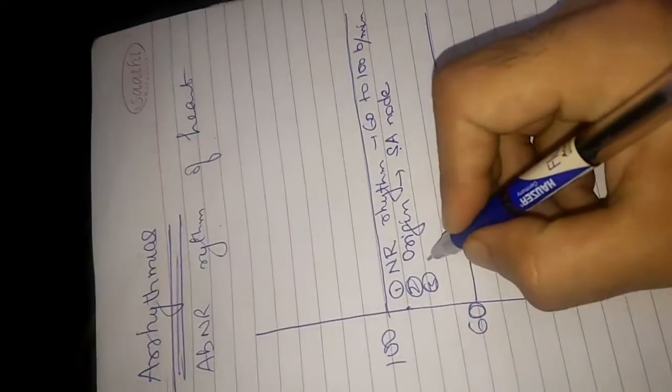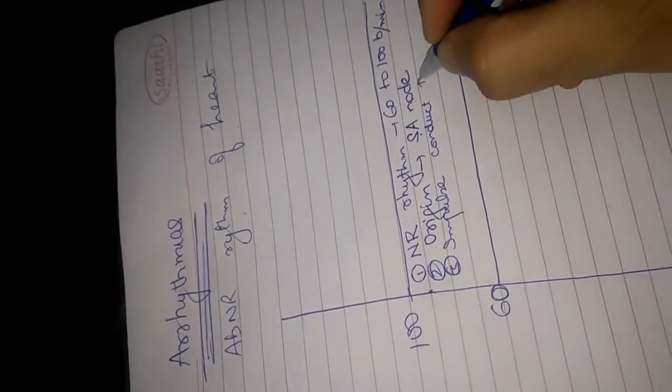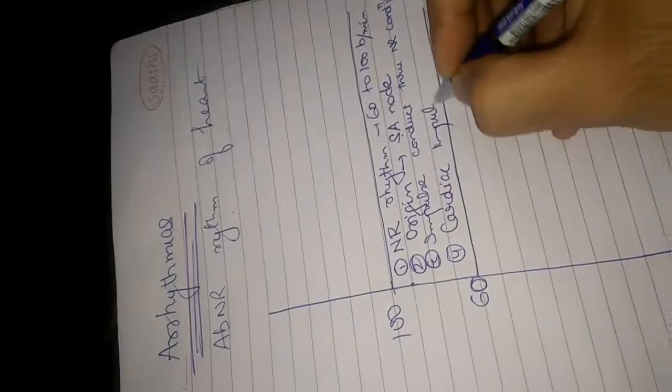Third criteria is that the impulse should be conducted through the normal conduction pathway. And the fourth one, the cardiac impulse should move with normal velocity. So all of these 4 criteria should be fulfilled for defining this normal rhythm.